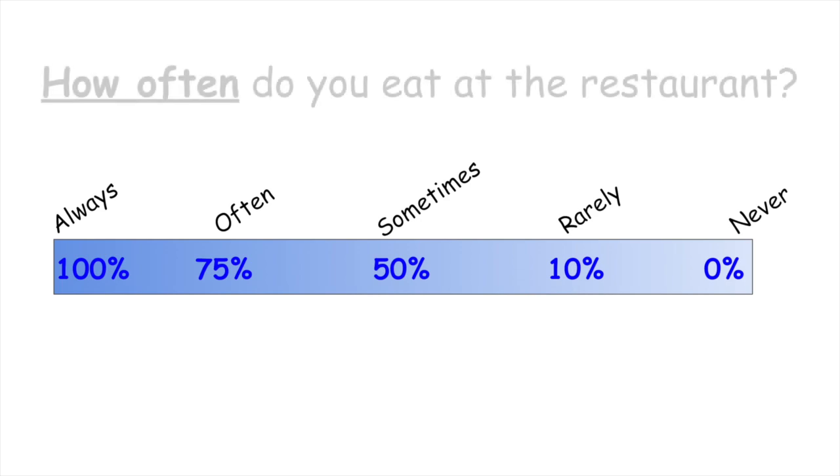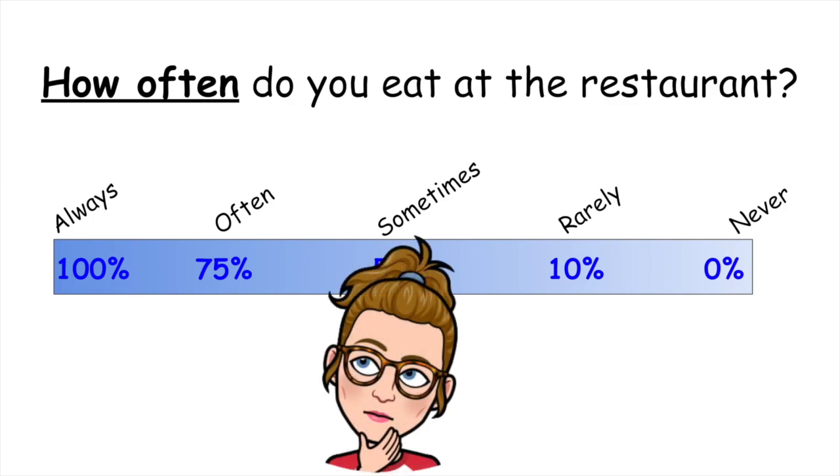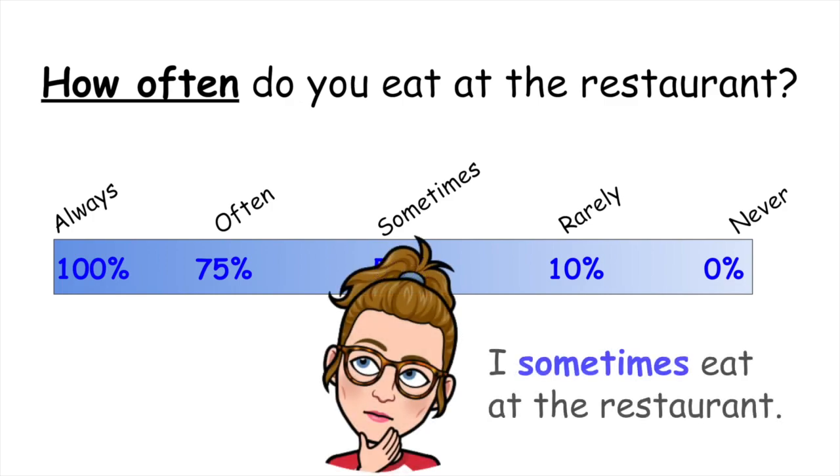Here's another question. How often do you eat at the restaurant? So if I answer for me, I would say here. I sometimes eat at the restaurant. So there's my adverb of frequency. How much do I eat at the restaurant? Sometimes.